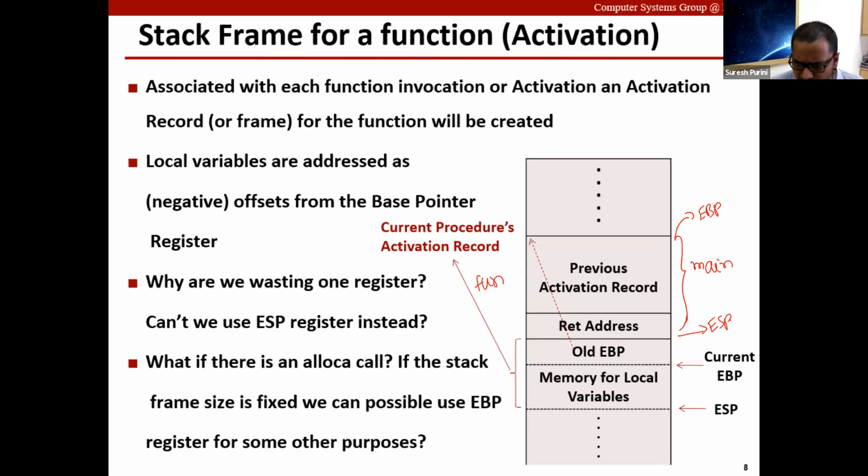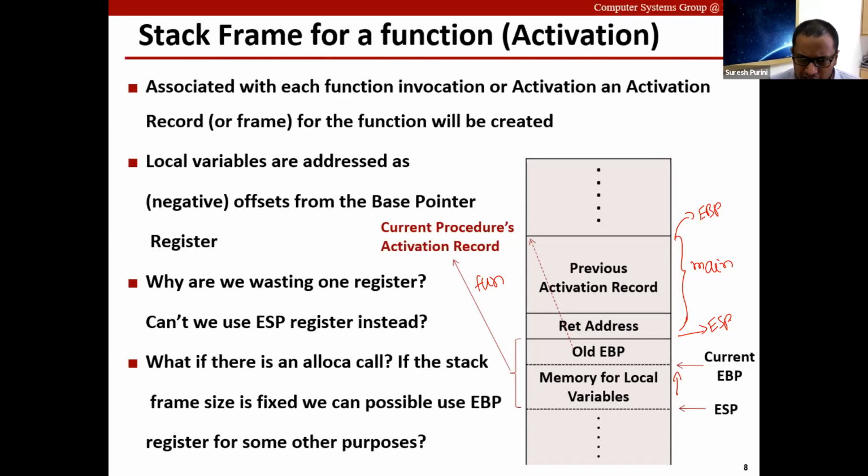And the question is, why do we want to use EBP? Why can't we just use the ESP, the stack pointer register? If you use the stack pointer register, since the stack pointer is pointing here and the addresses are growing in this direction, the offsets will be positive. They will not be negative. And we can possibly free up the EBP register and use it for some other purpose.